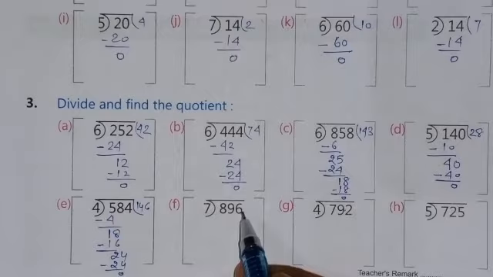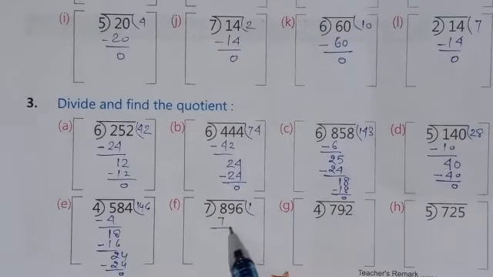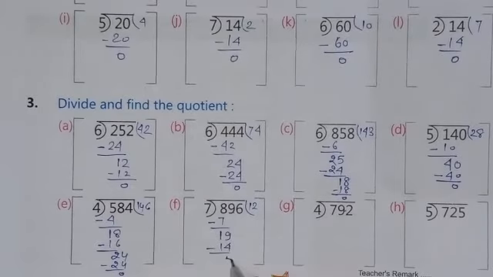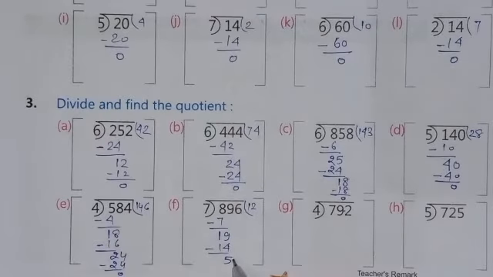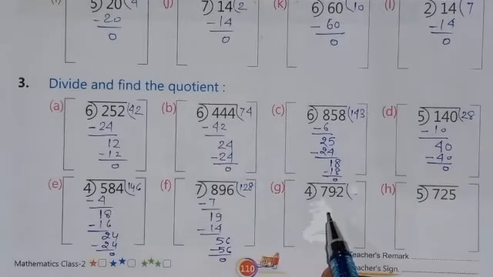In this question, we have to divide 8 by 7. So 7 1s are 7. On subtracting you will get 1. Now write down 9 here. In the table of 7, 7 2s are 14. On subtracting you will get 5. Okay students. Now we have to write down 6 here. In the table of 7, 7 8s are 56. And on subtracting you will get 0.